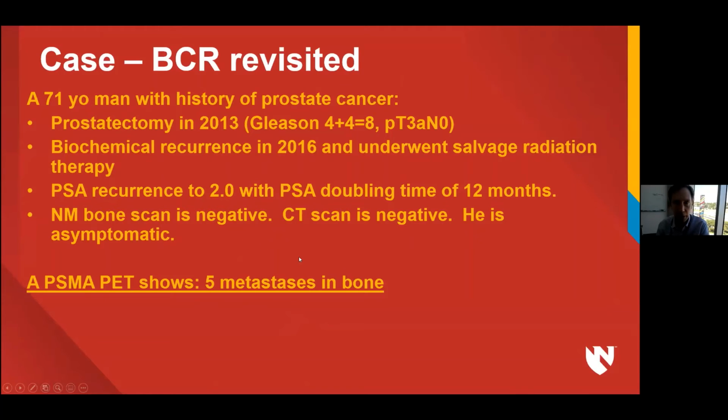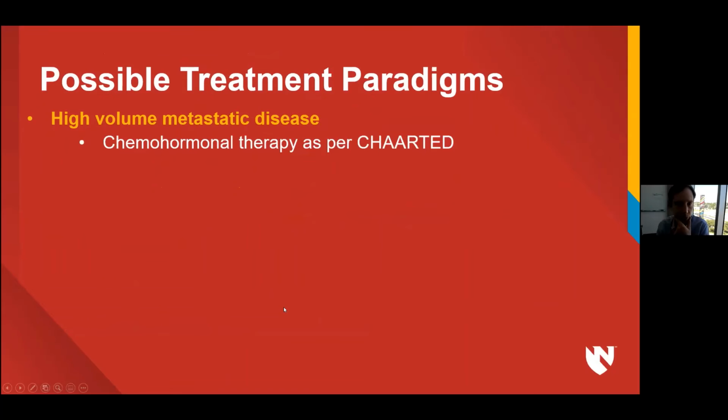However, we know that if we use our more sensitive scans, we oftentimes can identify occult sites of metastatic disease. So hypothetically, this patient, in fact, has a PSMA PET, and it demonstrates that they have 5 metastases in bone. With that knowledge, how does this really change our management?